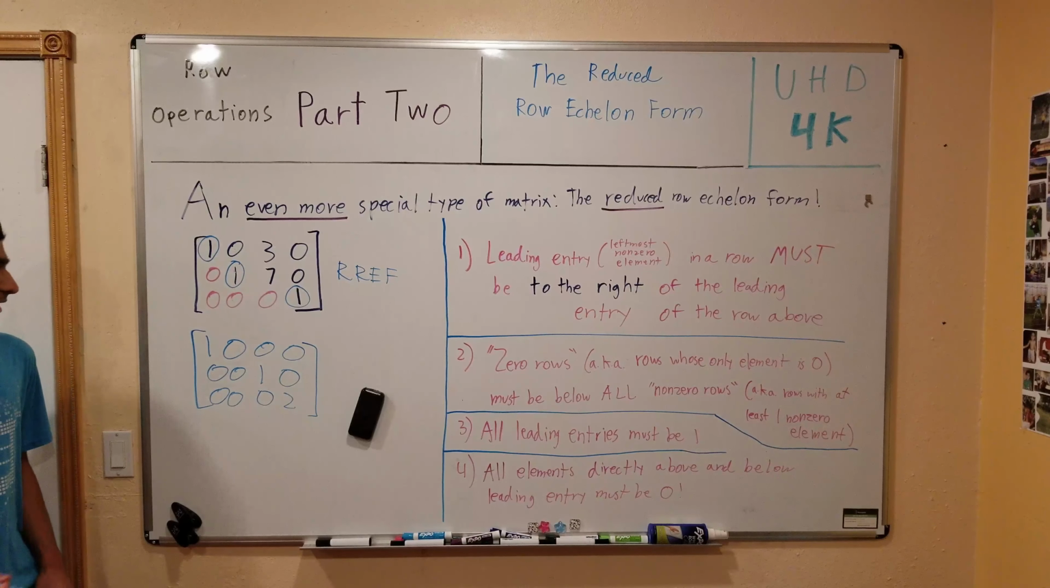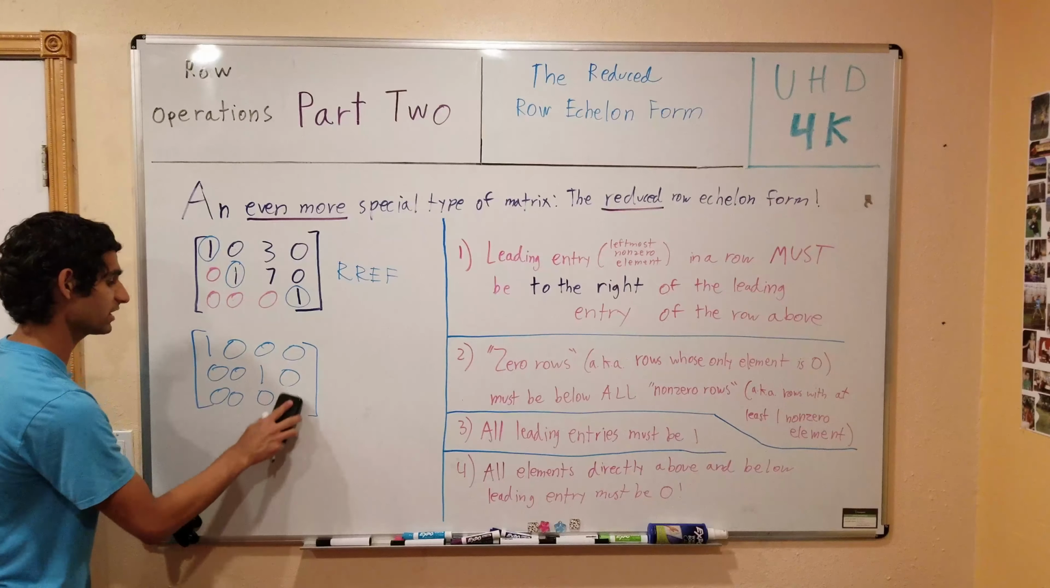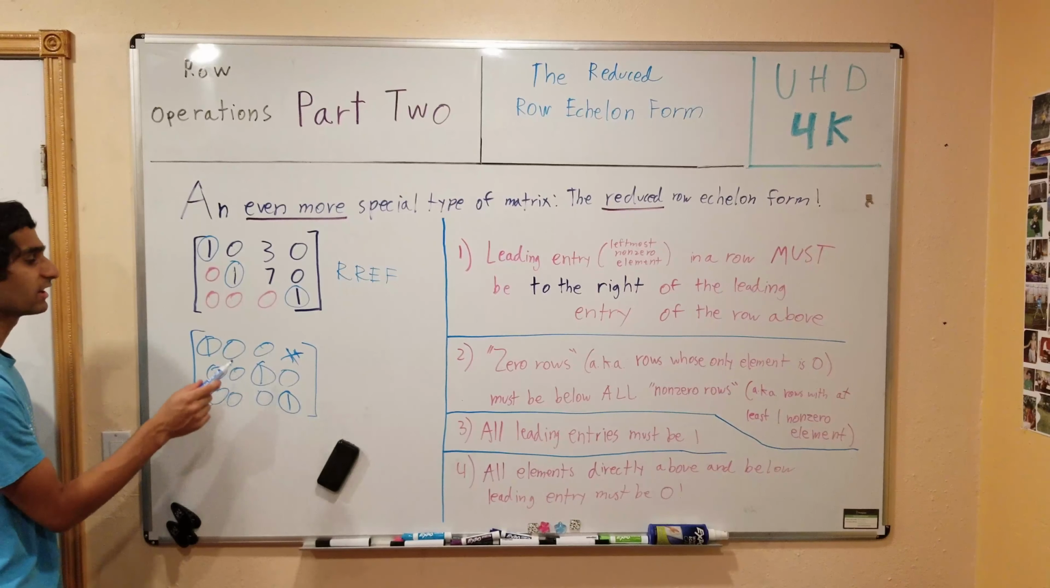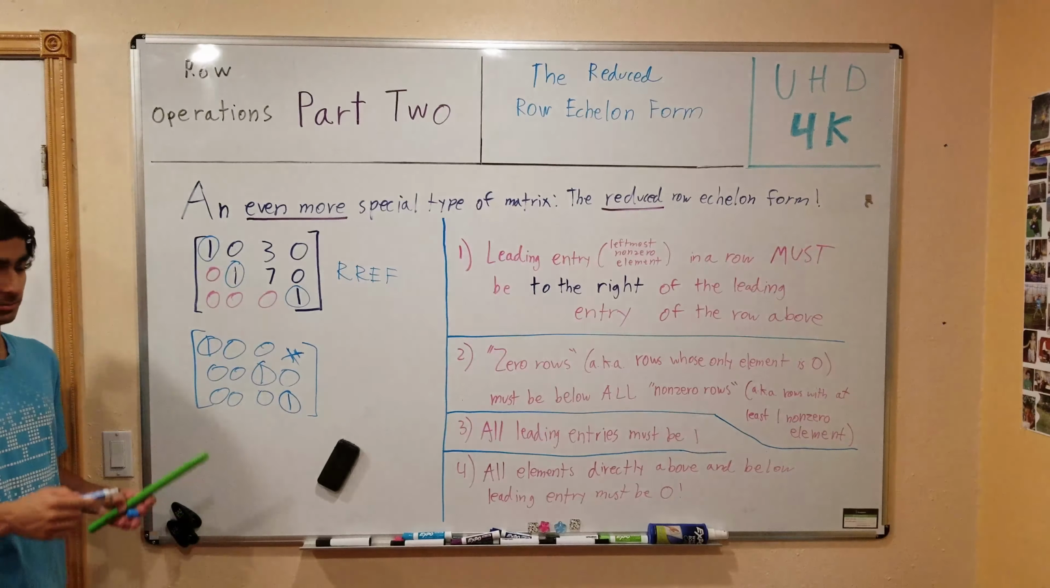No, it's not, because look, its leading entry is not 1. Now, what if I change this up a bit? Make this a 1, and I make this a 1 also. Is this in reduced row echelon form? It's not, because look, this column has a leading entry, but it also has non-zero values above or below it. Look, this one has got to be a 0, because if the column has a leading entry, every value in that column except for the leading entry itself must be a 0.